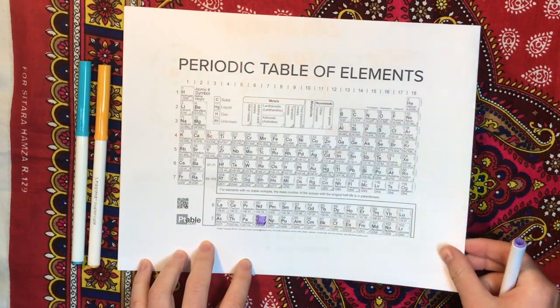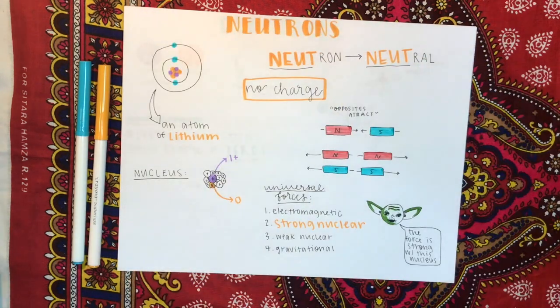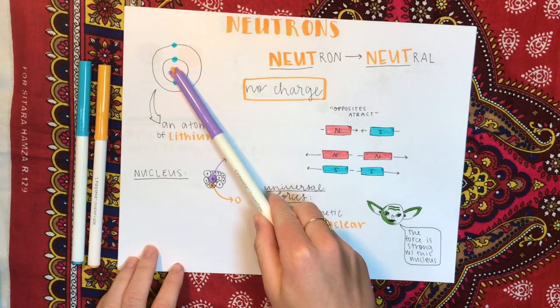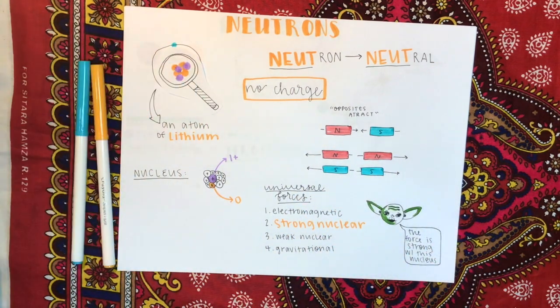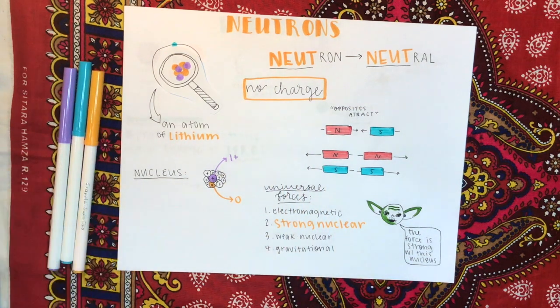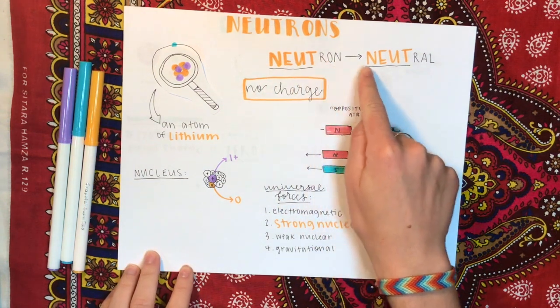Next up on our list of subatomic particles is the neutron. Neutrons are the subatomic particles that clump together with protons in the nucleus. Neutrons are kind of like the padding between protons. They have no charge, but have about the same mass as protons. You can remember the charge of a neutron like this: neutron, neutral.